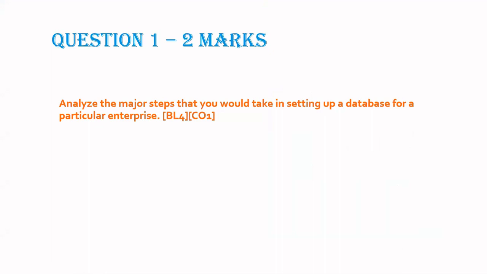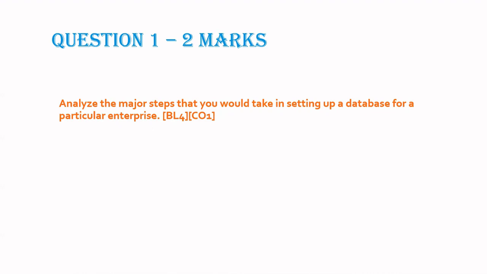This is question 1, and it carries 2 marks. The question says, prepare using Bloom's taxonomy 4th level, and the course outcome is the first course outcome. The 4th Bloom's level is used in framing this question. Please understand the question. Analyze the major steps that you would take in setting up a database for a particular enterprise.